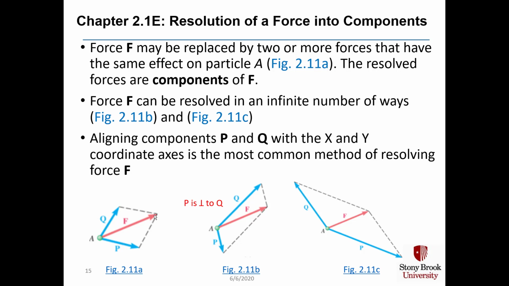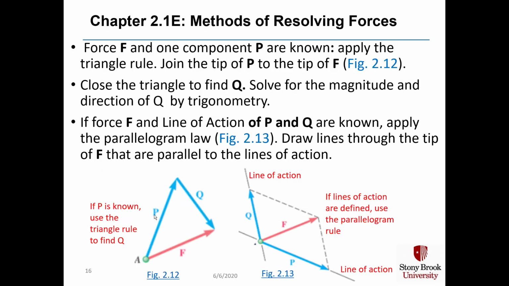But the most common method of resolving a force F into two or more vectors is to align these components. For 2D, it's just two vectors, P and Q, with the x and y coordinate axes. If we were to resolve force F into three axes, then we would use the x, y, and z axes. There's a few ways that you can resolve forces. First way is that force F and one component P are known, and you want to find the second component, in this case Q, which is shown here in the lower right in figure 2.12.